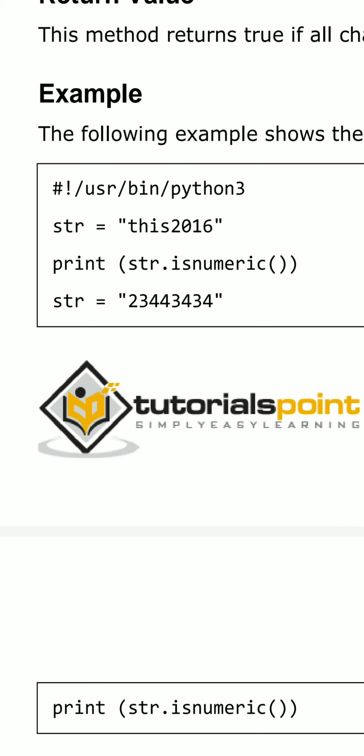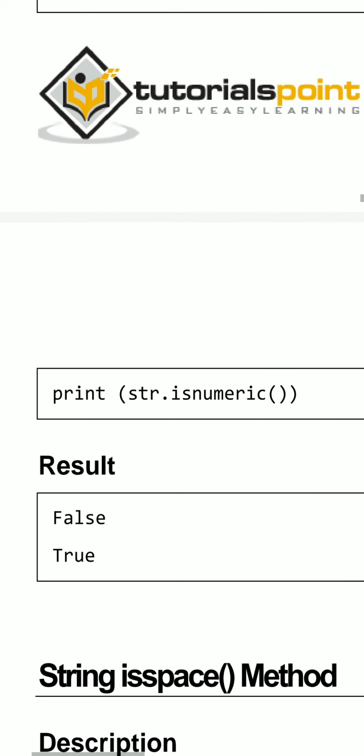I have two strings. The first one is THIS2016. It has the isnumeric method, that means it checks the string. The isnumeric method checks whether all the characters in the string are numeric or not. Here in THIS2016 there is THIS, these are alphabets, so these are not numeric. That's why it returns the value as false.